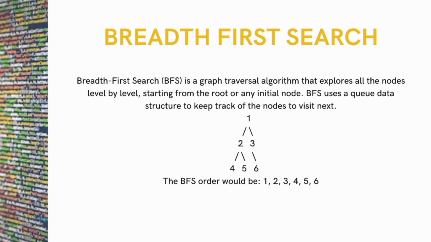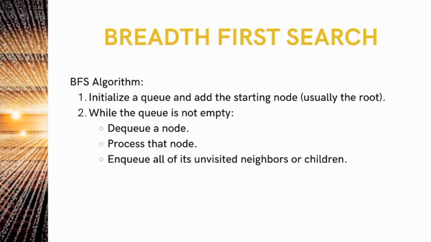The BFS algorithm is at the heart of our solution. We initialize the queue with a root node and then we process each level of the tree, adding its children to the queue until the entire tree has been traversed. BFS ensures that we can check symmetry by comparing corresponding nodes in the left and right subtrees at each level.